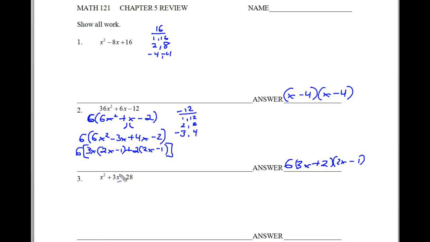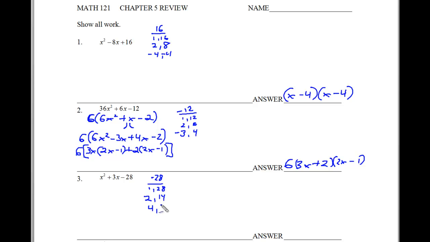Alright, in problem 3, like problem 1, we have nothing to factor out of these 3 terms, and we just look at the factors of negative 28. And the factors of negative 28 are 1 and 28. We have 2 and 14. Checking to see if we can make a 3, and we can't.